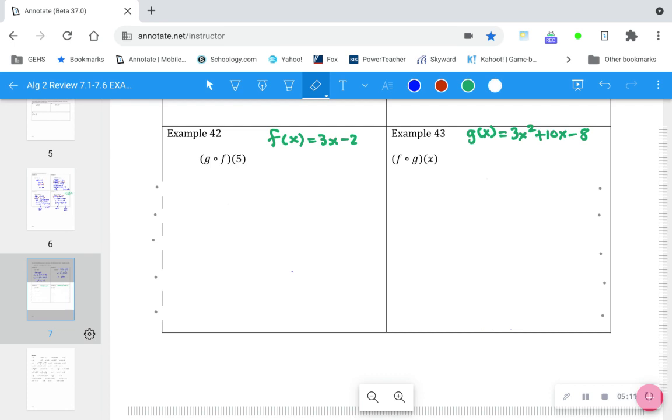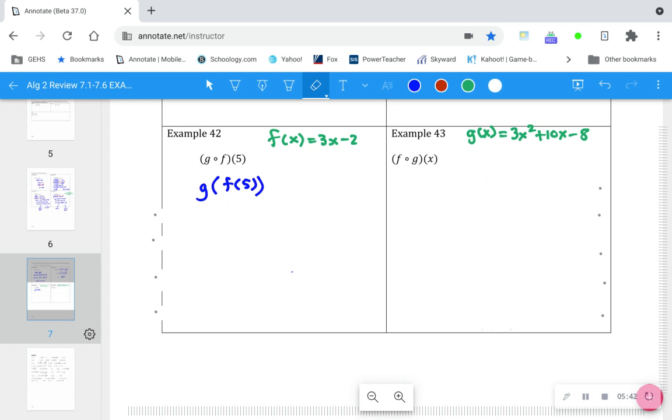Okay, I've written the functions that we're using in green down here so we don't forget what they are when I scroll down here. G circle F is read Goff. So we're doing Goff of 5, which means that we're going to plug in, well, here's what it means. G of f of 5. So you find the inside amount first, f of 5, and then once you have that, you plug that result into G and find that.